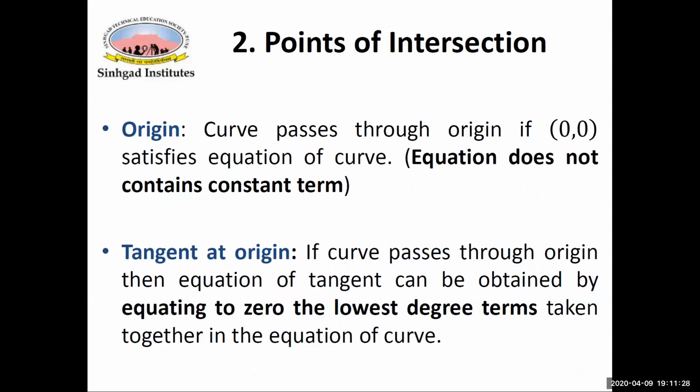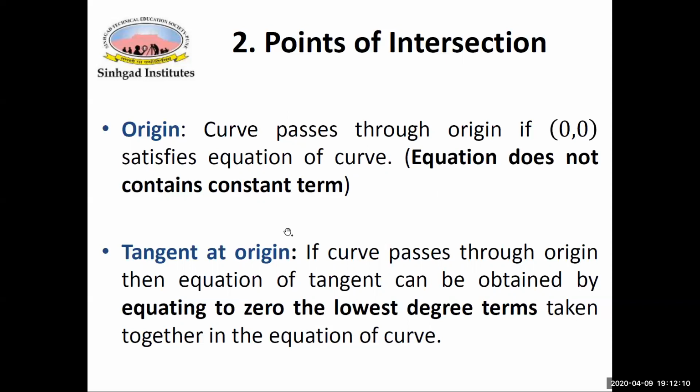After symmetry, the next point is to find points of intersection. First case: whether the curve passes through the origin or not. You can check it in two ways. Substitute x equal to 0, y equal to 0. If it satisfies the equation of the curve, then it passes through the origin. Or at first sight, by observing the equation, you can identify it if your equation does not have any constant term. Constant term means either a constant real value or constants like a, b, c and so on.